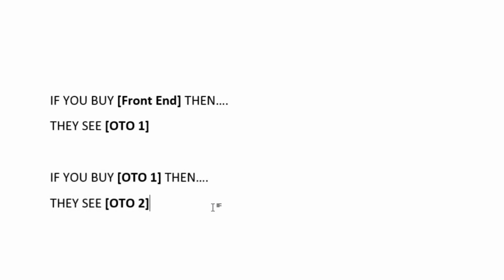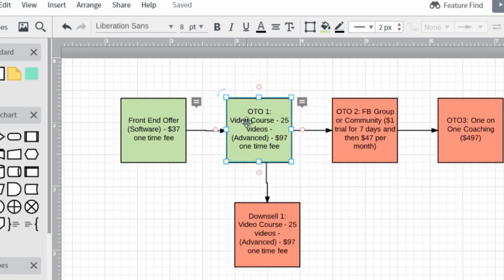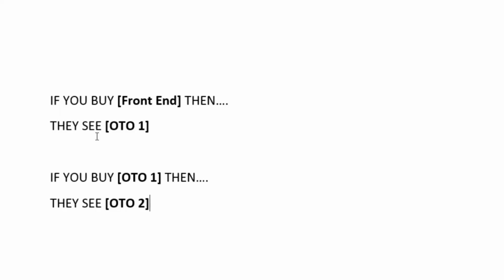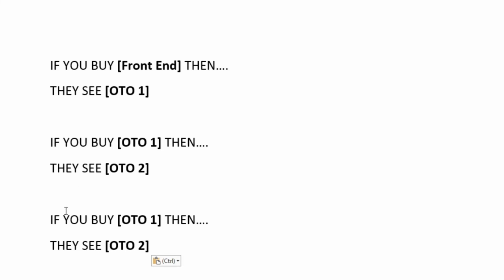Now, what happens if they don't buy that? All right, so let's go back here. So if they buy this, then they see this, right? We see the arrows. Now, if they don't buy that, then they're forwarded here. So let's write that down. So we have this here, then they see this, and then they see that. If they don't buy, so let's write that down. If you do not buy OTO1, then you are sent to the OTO1 downsell, which we can just call downsell 1. All right.